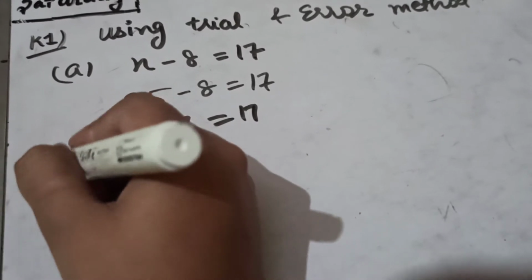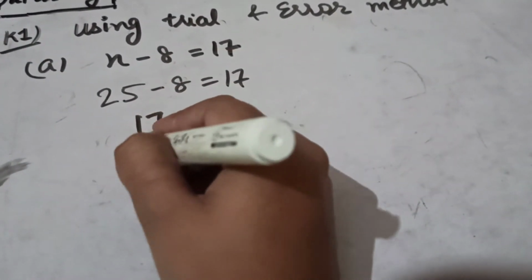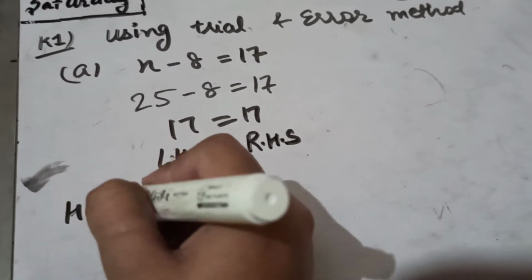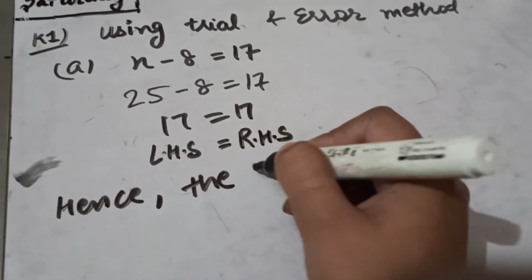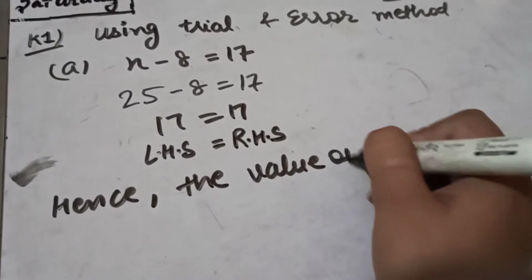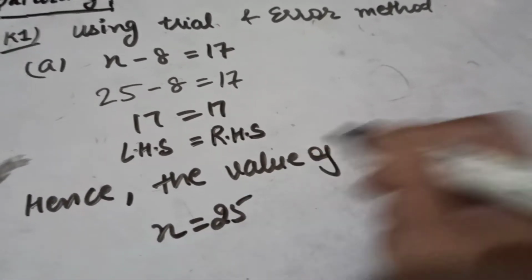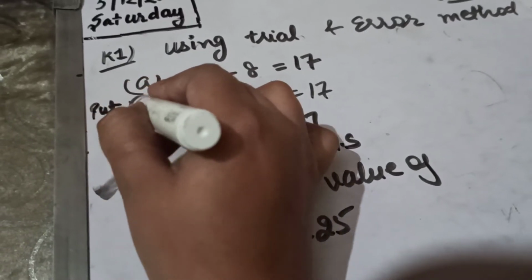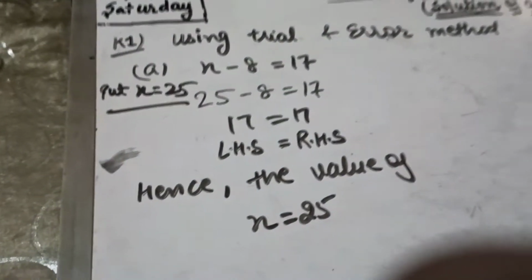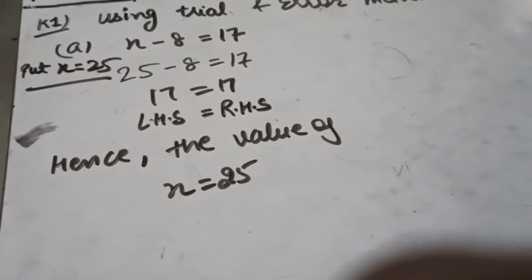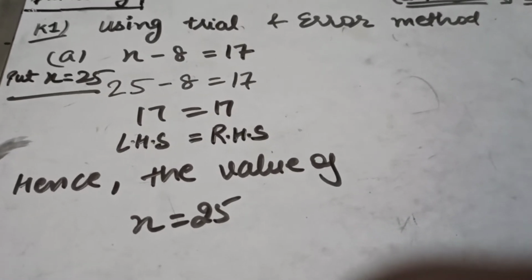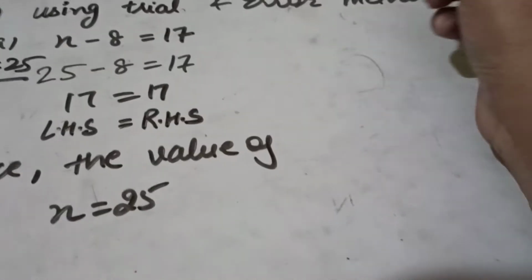Hence, you will write here left hand side equals right hand side. Hence, the value of x equals 25, right? And this you have to write here also: put x equals 25, right? In trial and error this is the best way. Otherwise you would keep putting values: 1 minus 8 is minus 7, 2 minus 8 is minus 6, like this.